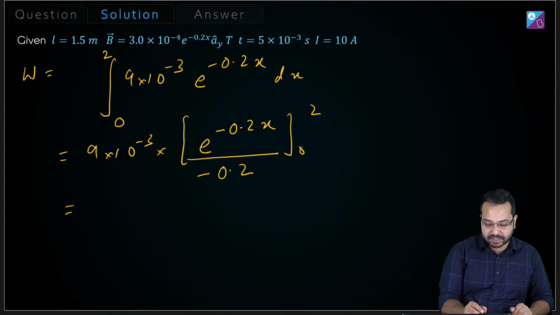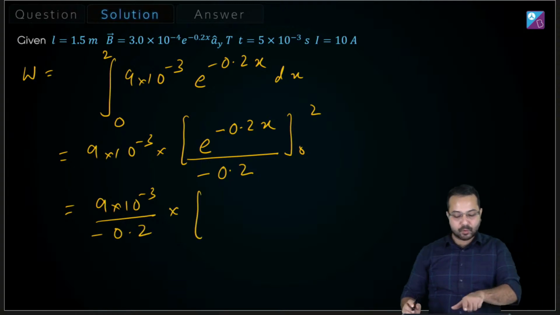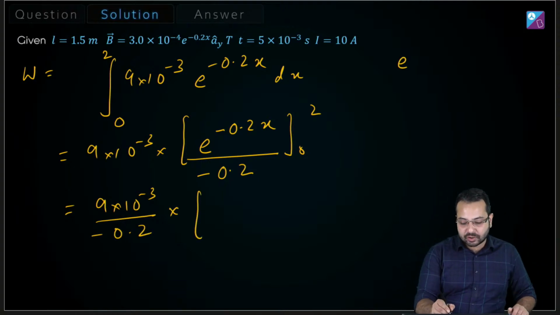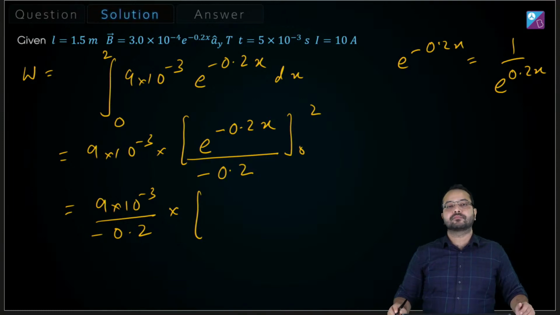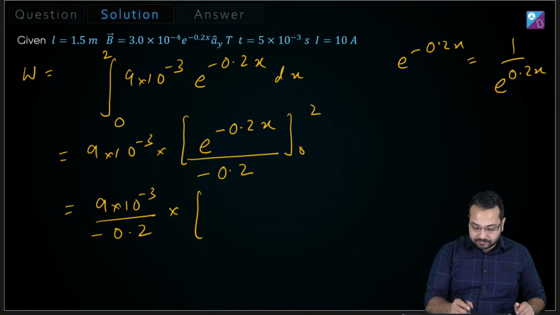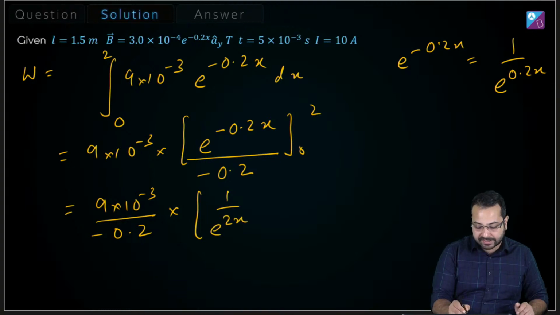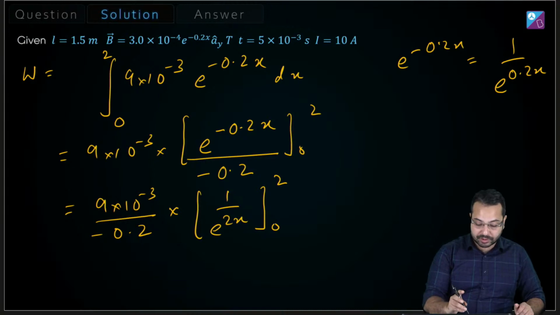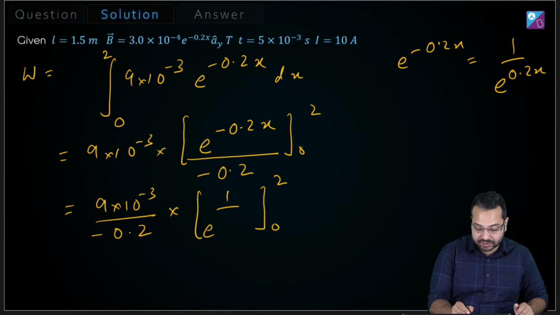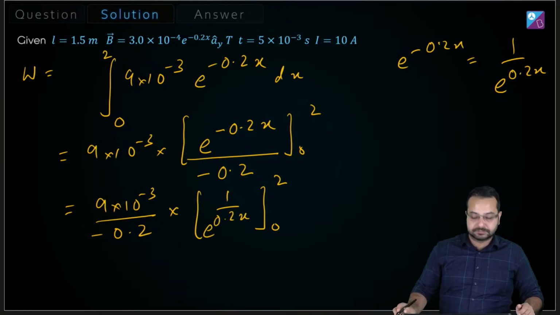Alright, so this becomes 9 into 10 to the power minus 3 divided by minus 0.2, and then we have to put the limits. So e to the power minus 0.2x, I can write it as 1 upon e to the power 0.2x, and the limit has to go from 0 to 2. I'm sorry, this is 0.2x.